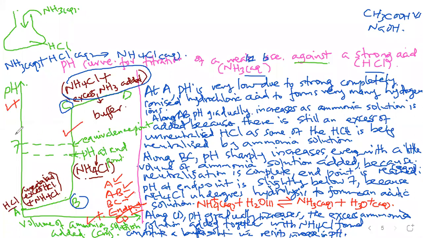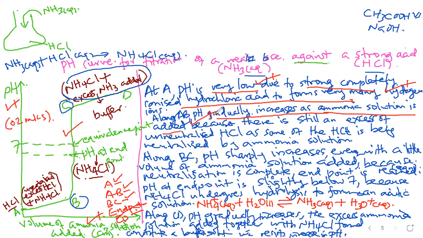The sketch here will give you a mark such that the whole graph is 0 to 2 marks. When you come here, pH is very low due to completely ionized acid. The acid is strong and completely ionized, giving us very many hydrogen ions. That statement is half a mark. pH is gradually decreasing, as ammonia solution is added, that whole statement will give you half a mark if you give it as a whole. The reason: there's still an excess of unneutralized hydrochloric acid, as some of the hydrochloric acid is being neutralized by ammonia, that whole I will give it a mark.